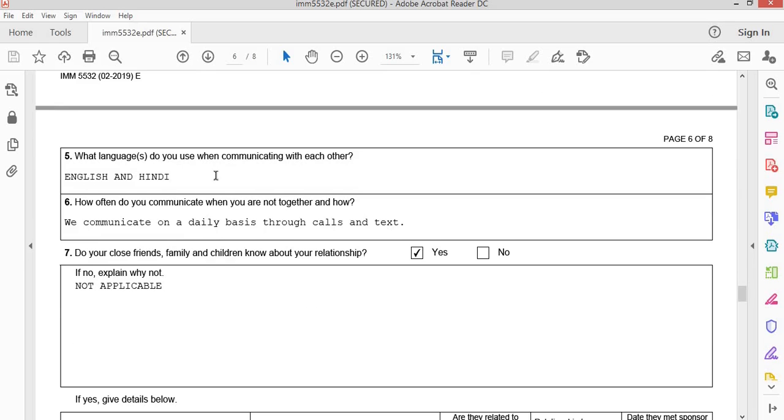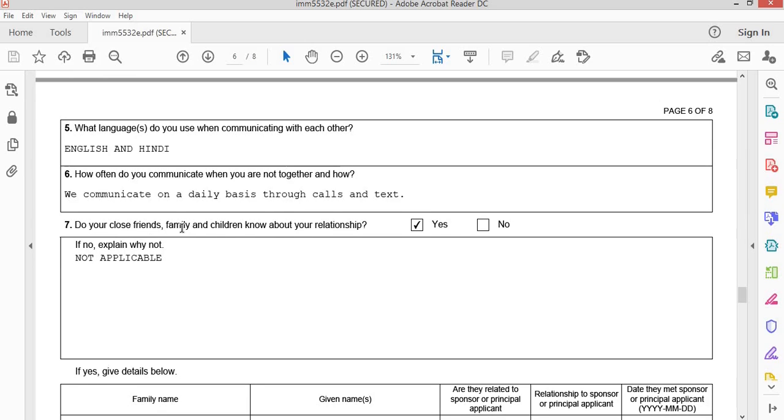You can mention these details as per you. How often do you communicate when you are not together, and how? So this is an example. We communicate on a daily basis through calls or text. Based on your information, you can provide these details.